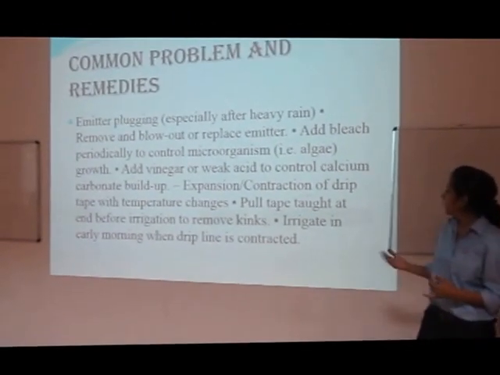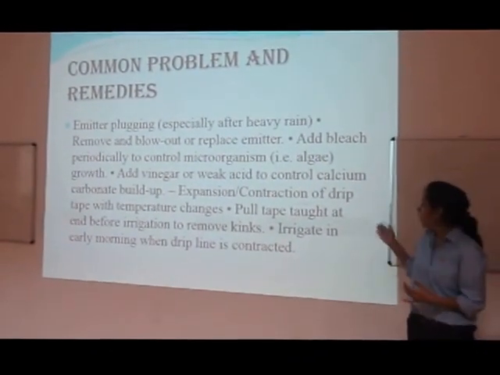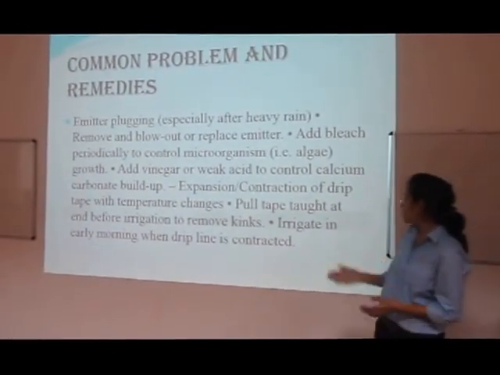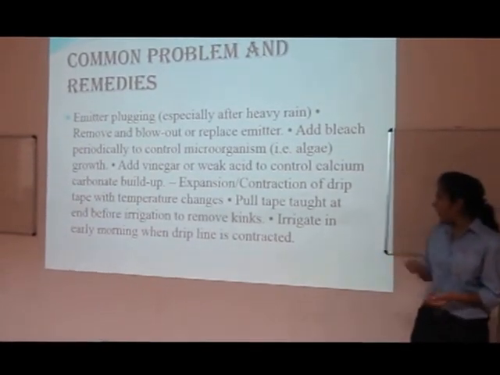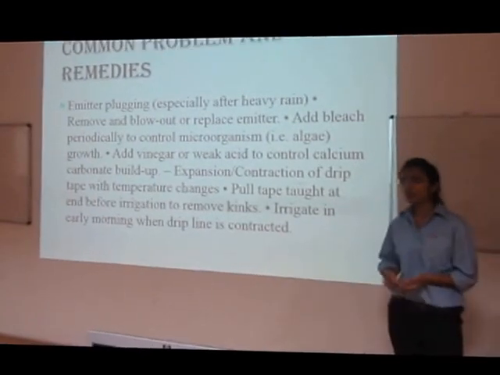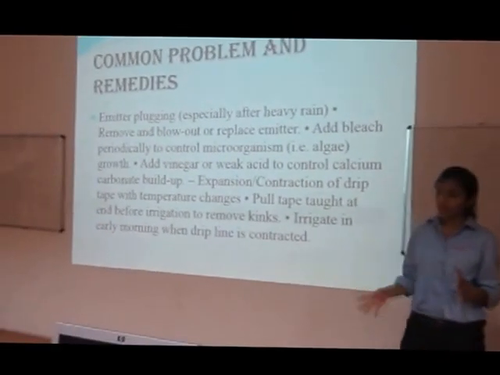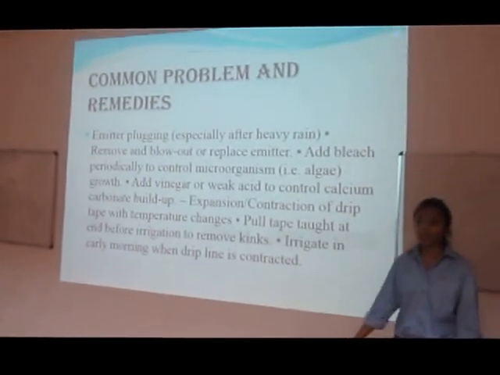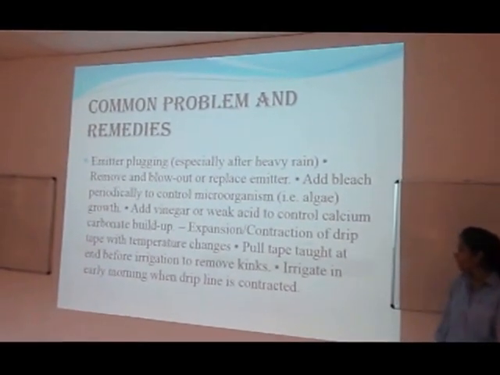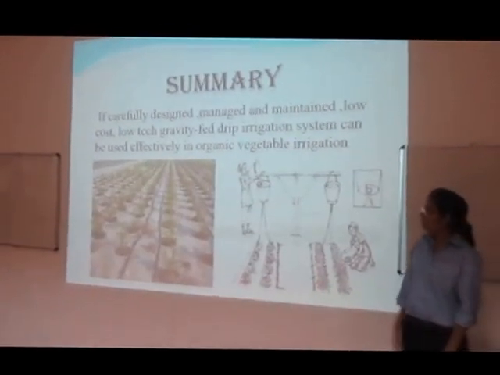And vinegar, a weak acid, to control calcium buildup. Expansion and contraction of drip tape occur with temperature changes, and irrigation must be done in the morning hours. Irrigation is necessary in the morning hours because the drip line is contracted. When the drip line is newly contracted, the basic thing to be done is irrigation in the morning hours. And last comes the summary.